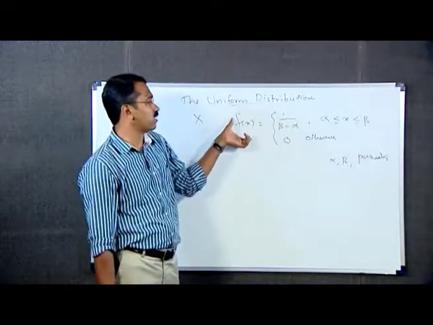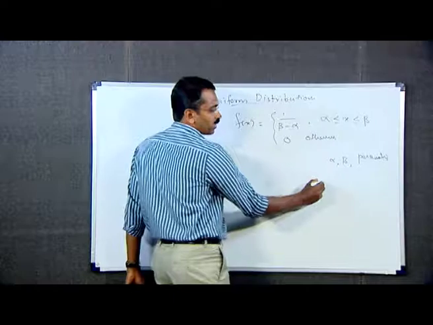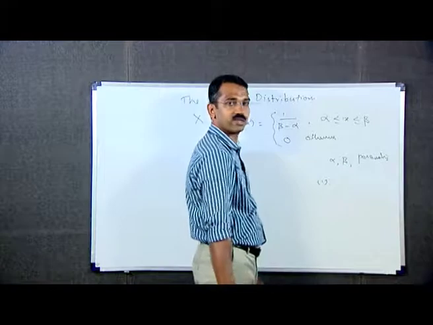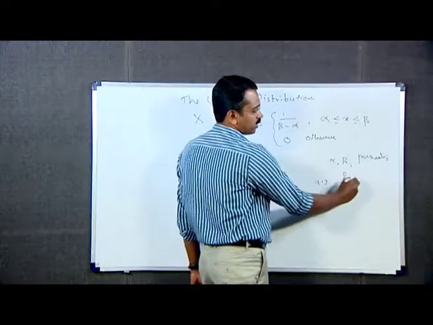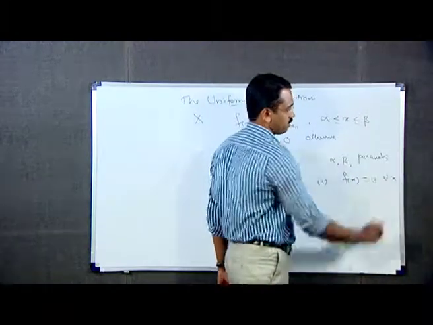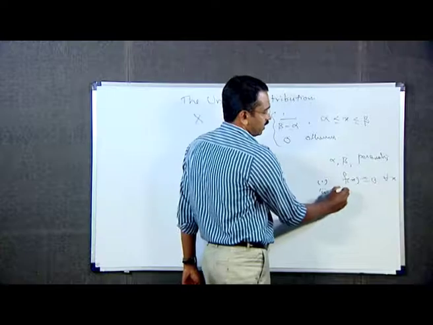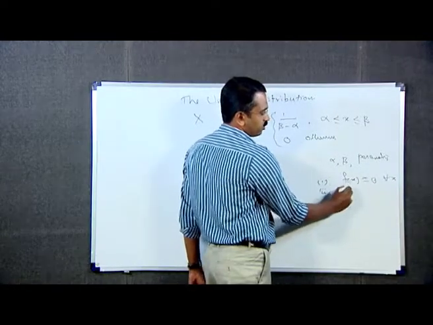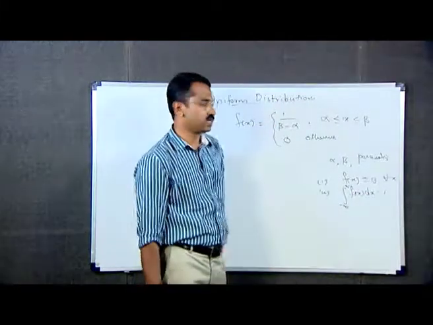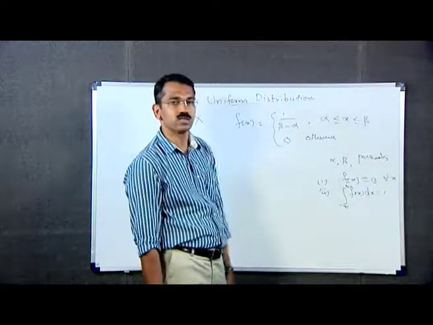We can verify that this f of x is a PDF. The two conditions for a function f of x to be a PDF of a continuous random variable x are, first, f of x is greater than or equal to 0 for every value of x, and the second condition is integral from minus infinity to infinity f of x dx is equal to 1. These are the two conditions for a function f of x to be a PDF. We can verify these two.